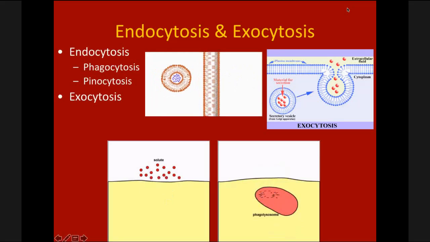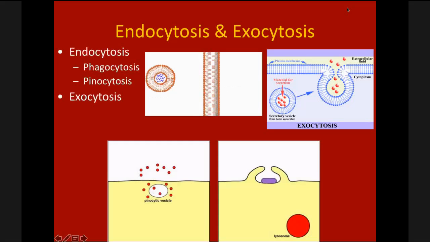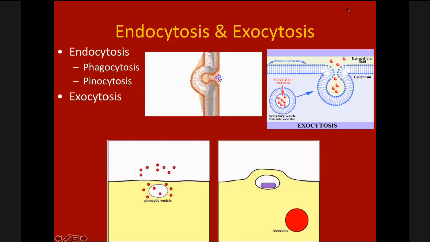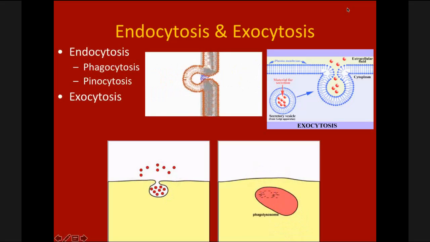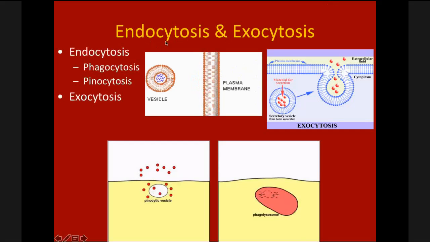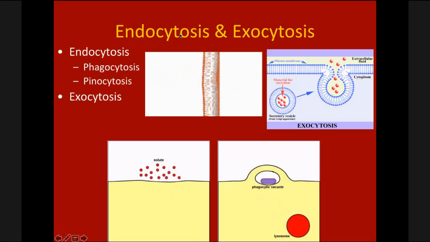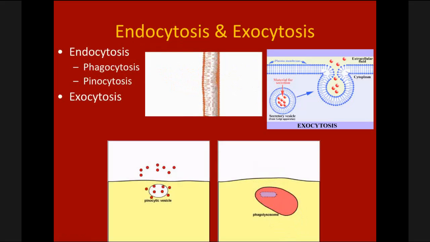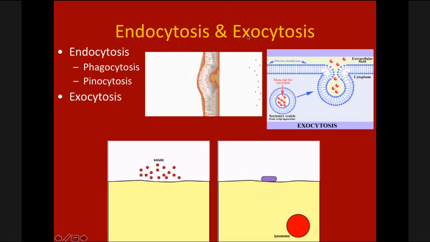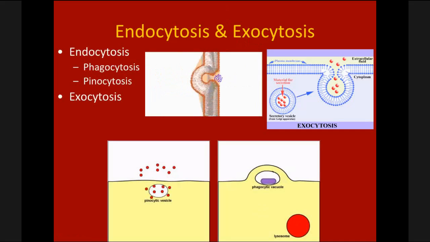So for bulk transport, we're moving a lot of a product across the plasma membrane at one time. There's two types of bulk transport that we're going to talk about: endocytosis and exocytosis. So cyto, remember, means cell. Endo means inside of, right? So endocytosis is bringing a lot of a product from the extracellular matrix into the cell. Exocytosis is exiting, right? So dumping from the cell out into the extracellular matrix.